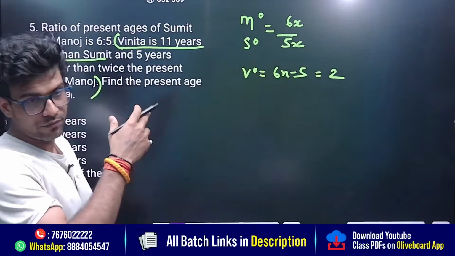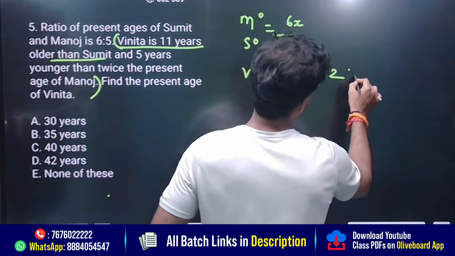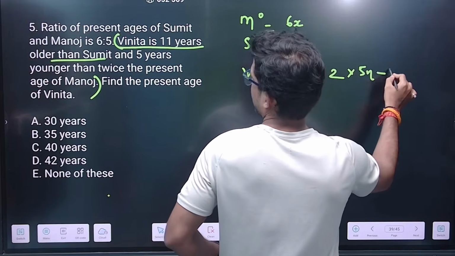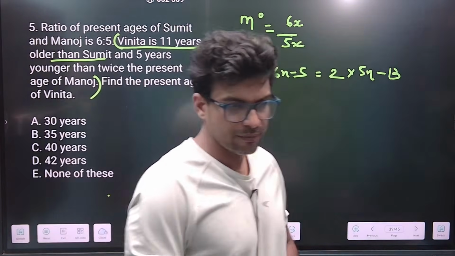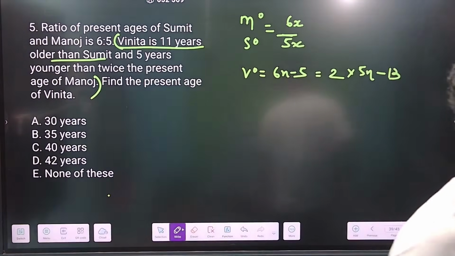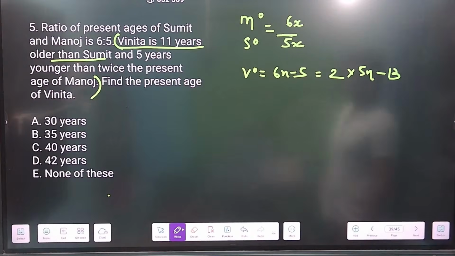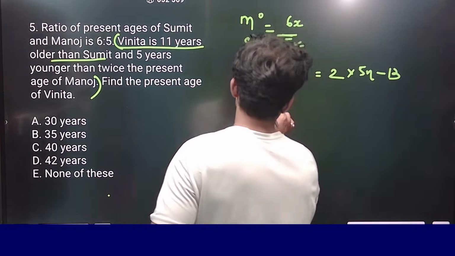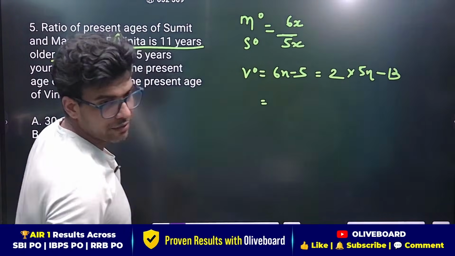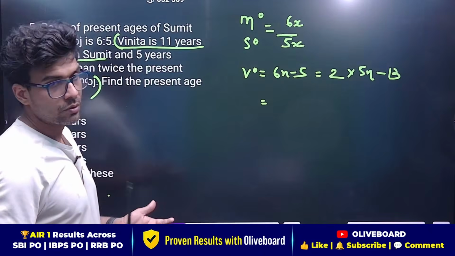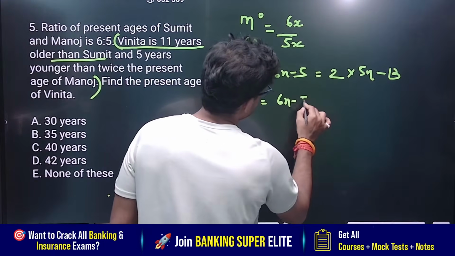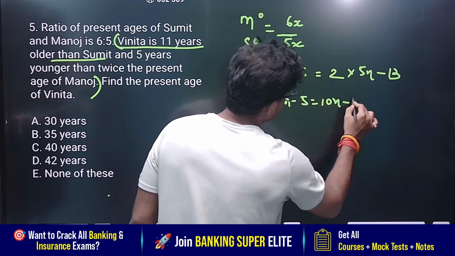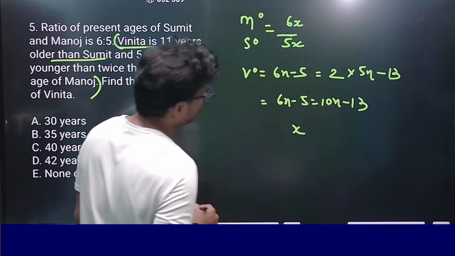I'm just simplifying for you. Is it right? I hope I've written it correctly. Come on, say, have I written it correctly, yes or no? So 6x minus 5 is equal to 10x minus 13. Can we get the value of x from here?